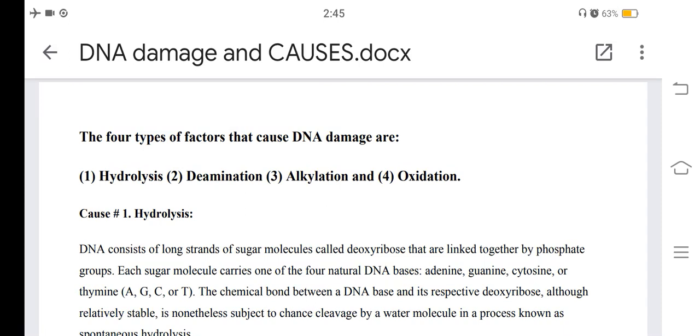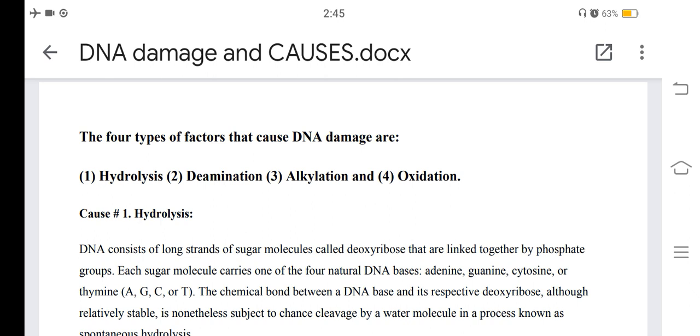DNA damage and causes. The four types of factors that cause DNA damage are hydrolysis, deamination, alkylation, and oxidation. Cause 1: Hydrolysis. DNA consists of long strands of sugar molecules called deoxyribose that are linked together by phosphate groups.